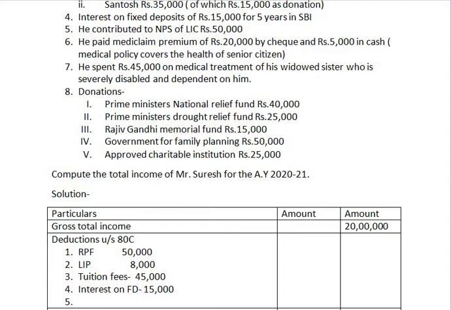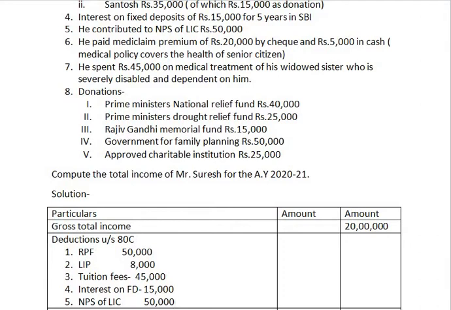Coming to next, he has contributed in National Pension Scheme of LIC. What is the amount? It is 50,000. If the employer also contributes in NPS, then the deduction we can claim under section 80CCD subsection 1B. Now here only information of employee is provided to us, therefore we are taking only 50,000 rupees.